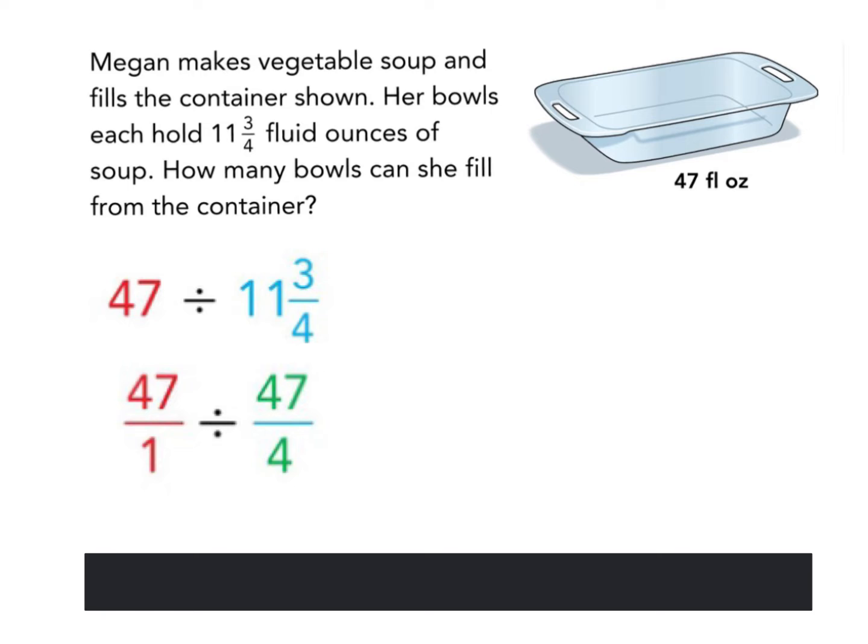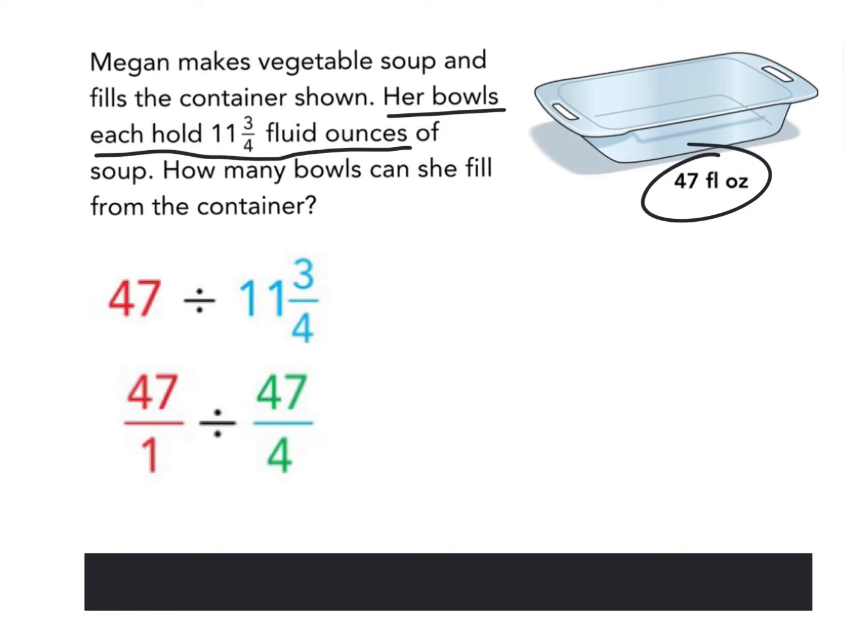So if you look at this example, Megan makes vegetable soup and fills the container shown. So her container holds 47 ounces. FL means that's fluid ounces abbreviation. Her bowls each hold 11 3/4 fluid ounces. How many bowls can she fill?